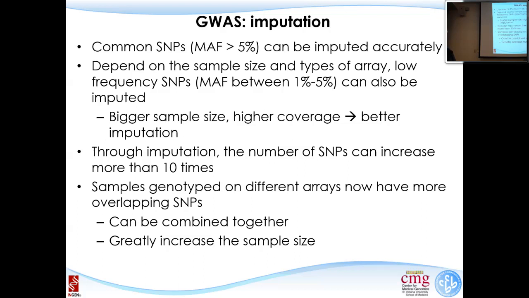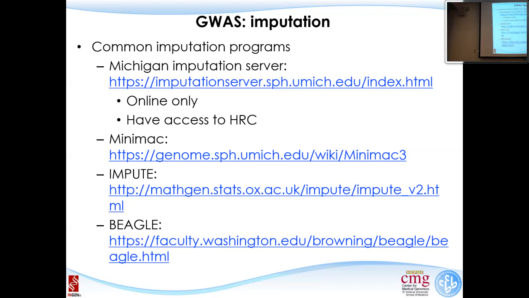These are the methods you can use for imputation. The first one is the Michigan imputation server, maintained by the University of Michigan. It's online only, and this one has access to HRC. Basically, you just make a VCF file and upload it to them, and they will do everything for you.